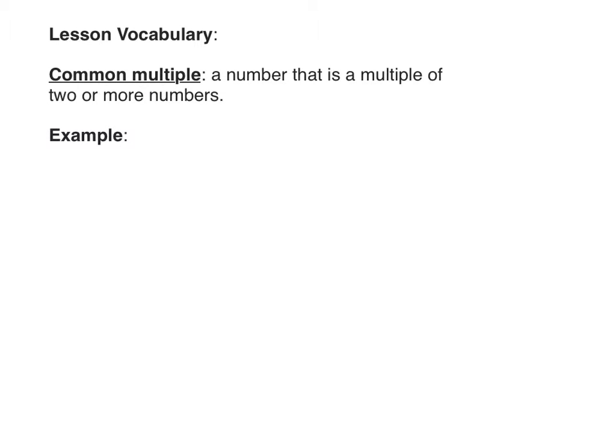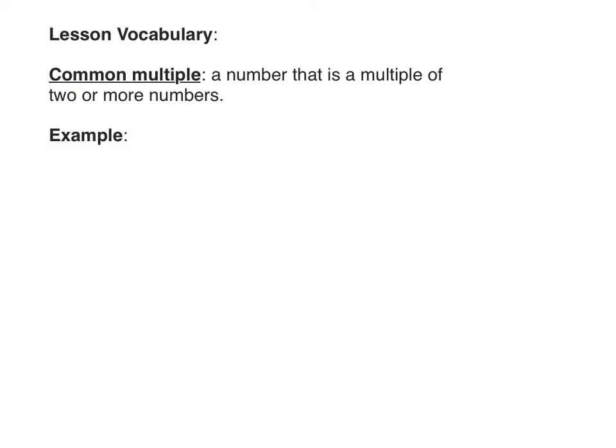Our vocabulary word for this lesson is common multiple. A common multiple is a number that is a multiple of two or more numbers. If we recall from past lessons, a multiple is found by multiplying the number given times a counting number. And remember, counting numbers are numbers like 1, 2, 3, 4, 5, 6, 7, 8, 9, 10, and so on.